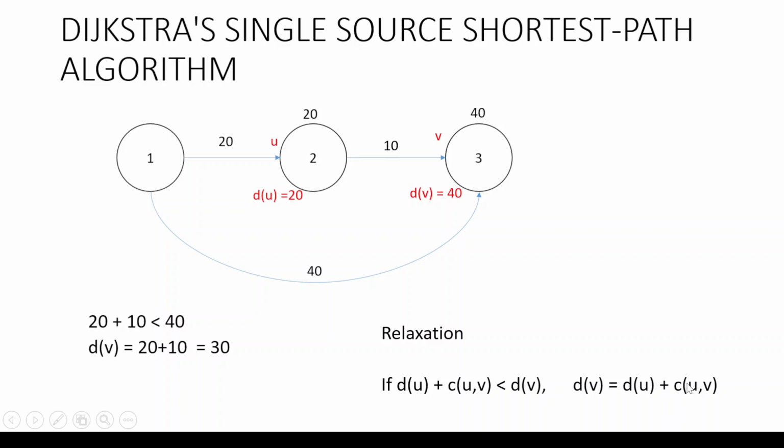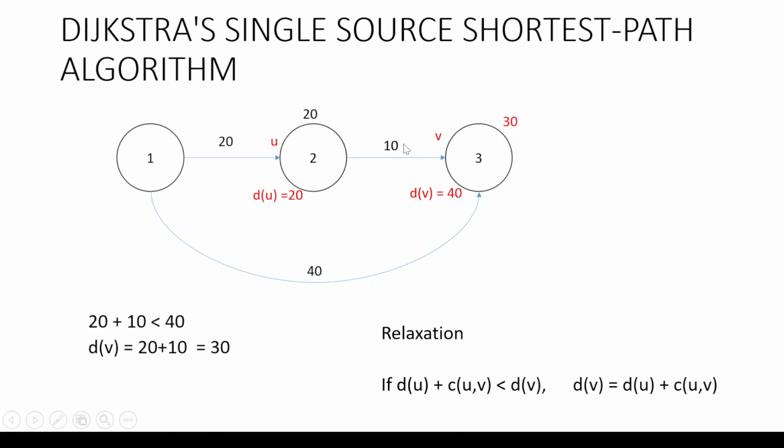Now let us try relaxing. We are finding whether there is a path which is shorter than the distance mentioned here, that is 40. Let's check if D of U, 20, plus cost of U comma V, which is 10. So 20 plus 10, is it less than D of V, given here as 40? In this case it is true, it is less than 40. How do we relax? We replace the value of D of V with D of U plus C of U comma V. That is 20 plus 10, that is 30. So 40 is changed to 30.